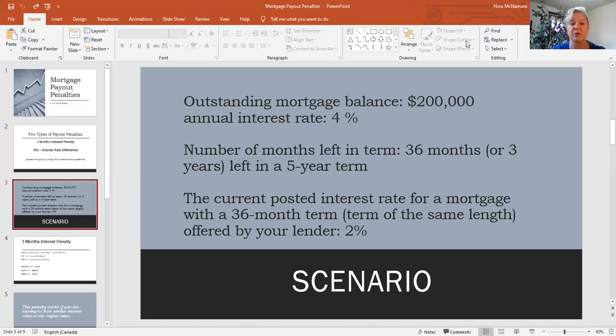So we have the scenario of an outstanding mortgage balance of $200,000, and the annual interest rate on that is about 4%, which is not too far off what interest rates were the last couple of years. Now, the number of months left on this mortgage is 36 months, or 3 years left on a 5-year term. Okay, so we're selling this property at year 2. Now, the current posted rate for a mortgage with a 36-month term, so that's the same length that we have left over, is offered by your lender at 2%. So that's important too. That's going to be used in calculating that IRD.